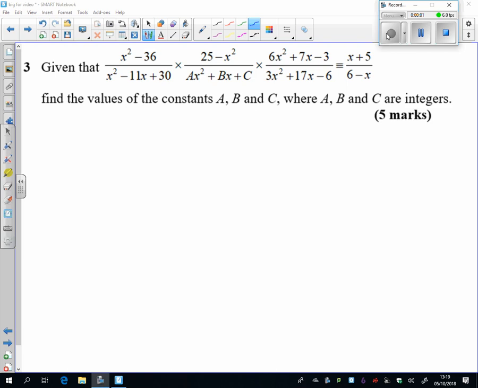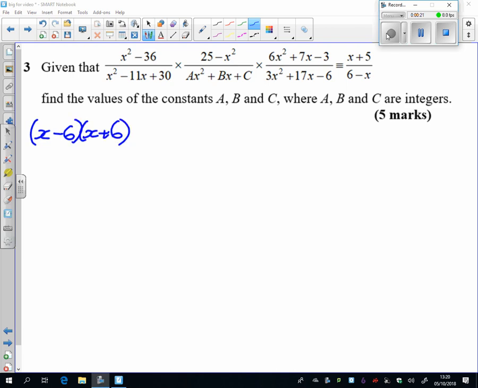Question 3 was your fractions question. I was quite excited when I found this question. I knew you'd enjoy it. It was quite incredible to see some people actually multiply everything out and get some wonderful x to the 6 terms. But most people spotted that what they needed to do was just factorise absolutely everything in sight.